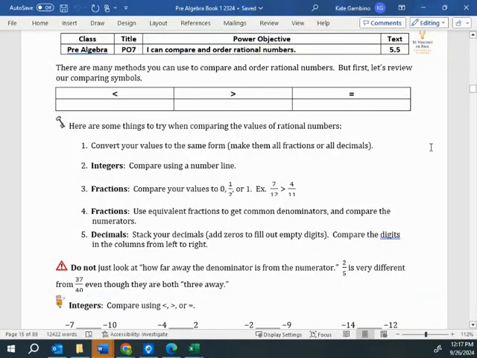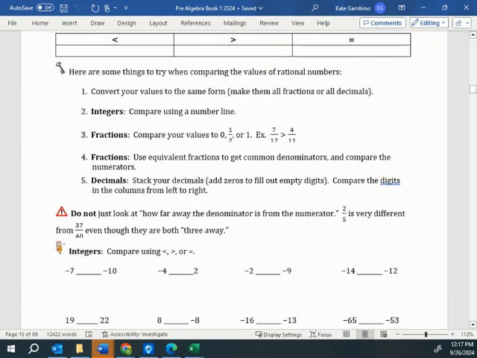Good afternoon. Today we are starting our next unit in our binder. We are on P07: I can compare and order rational numbers. There are many methods you can use to compare and order those rational numbers. But first, let's review our comparing symbols.